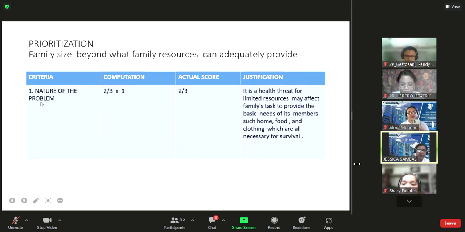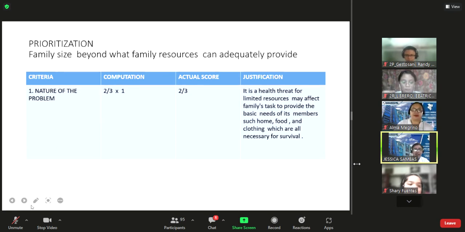Criteria number 1, nature of the problem. Let us compute. This is health threat. So the score is 2 over the highest score for nature of the problem, which is 3. You multiply it with the weight. The weight is constant. It's only 1. So 2 over 3 times 1, that's 2/3. And then you have to make a justification. Why is it a health threat? It is a health threat for limited resources, may affect the family's ability to provide the basic needs of its members, such as home, food, clothing, which are all necessary for survival. That is an example of our justification.